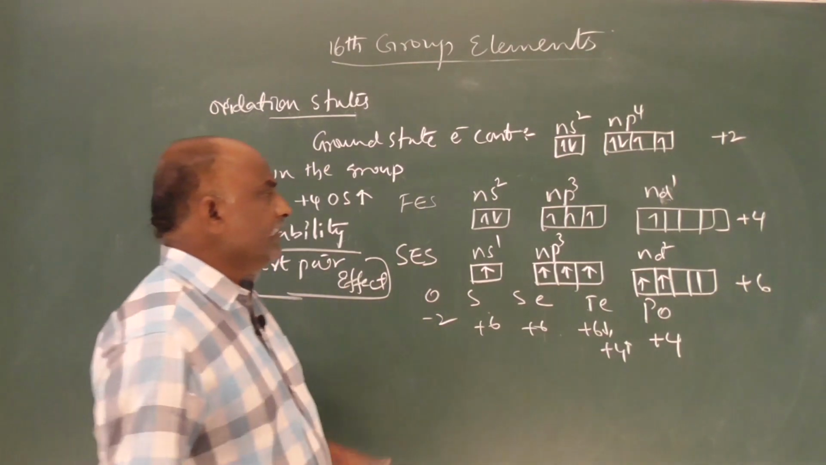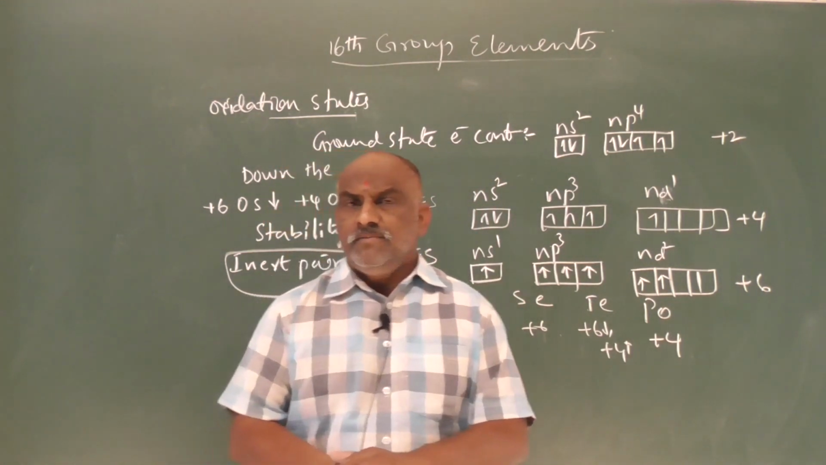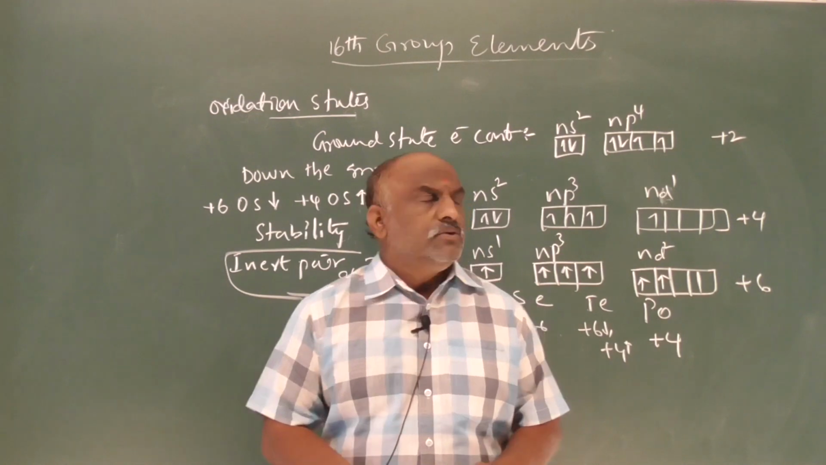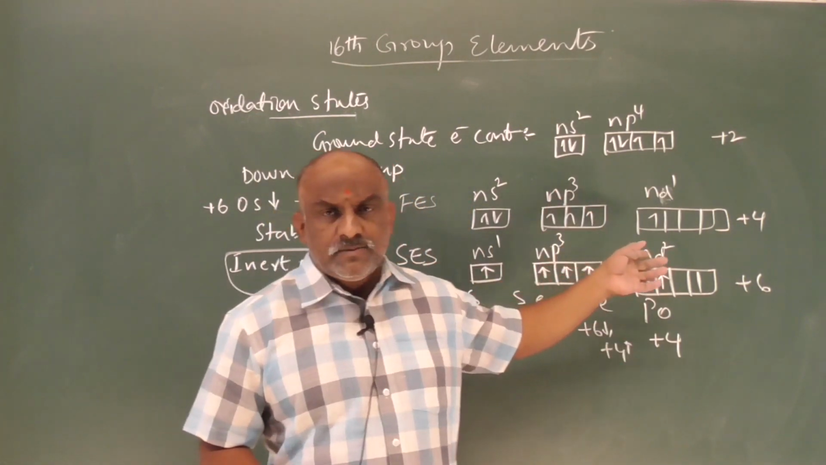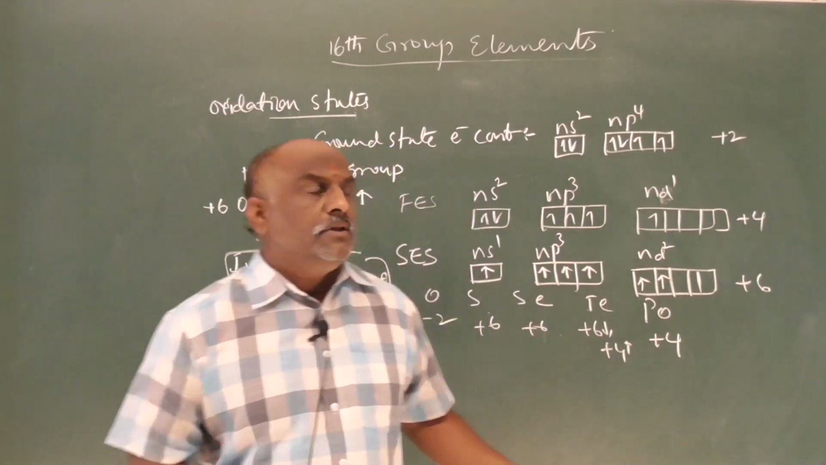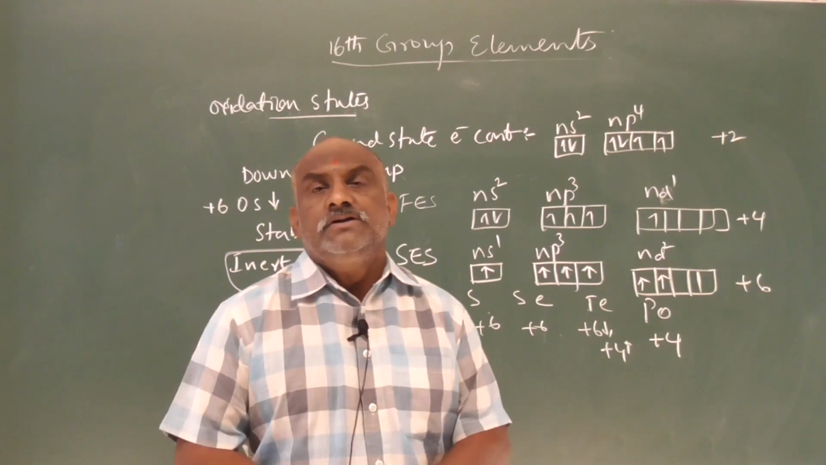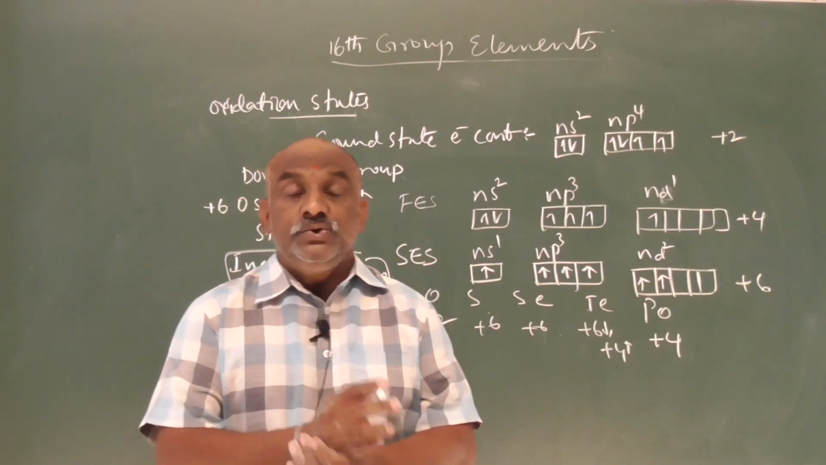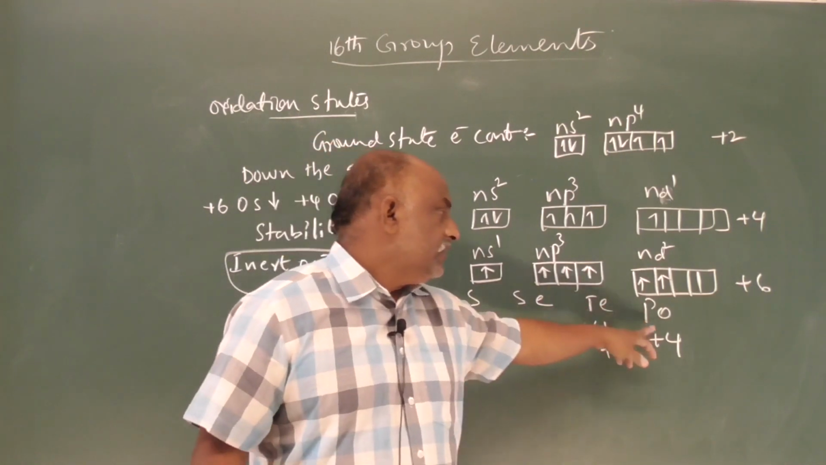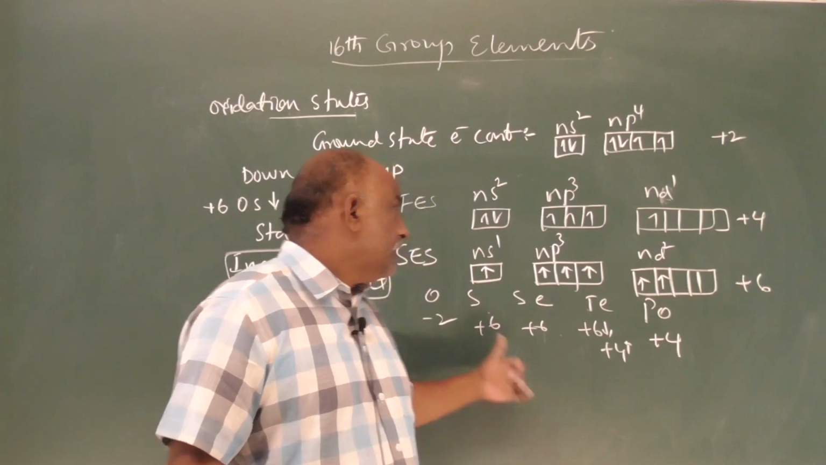These are the oxidation numbers. Generally, these group elements exhibit the oxidation number -2. In addition to -2, in the ground state it is +2, first excited state +4, second excited state +6. Down the group, +6 oxidation state stability decreases and +4 oxidation state stability increases due to the inert pair effect. Due to that reason, polonium is stable with +4, not +6. Why is it not +6? Because of the inert pair effect.